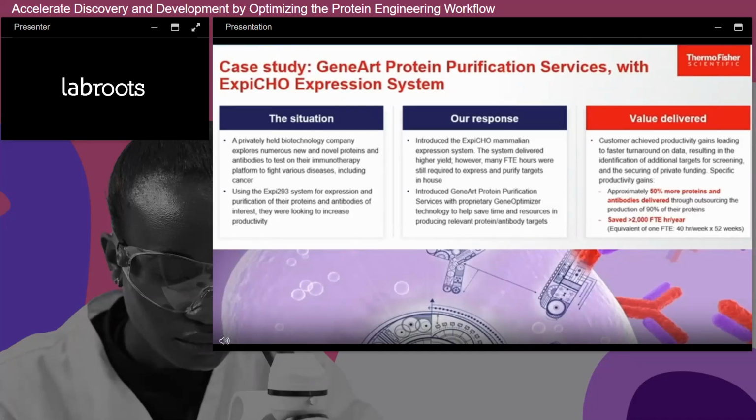And so they decided to outsource the production completely to us, which made the real change because we could introduce our gene optimization that, of course, boosted their protein production even more. And second, they could save a lot of resources. The estimate is about 2,000 FTE hours in a single year, which is a lot. And they had an antibody production which was 50% higher than what they had before.